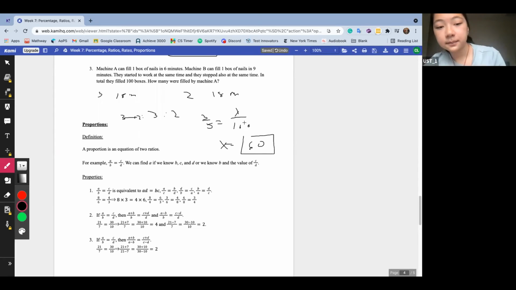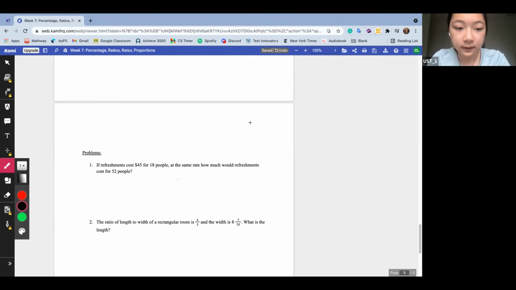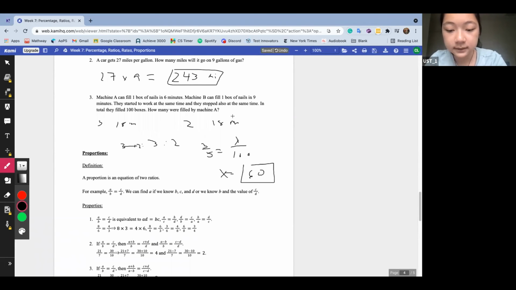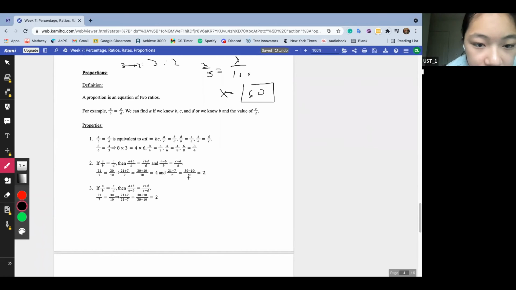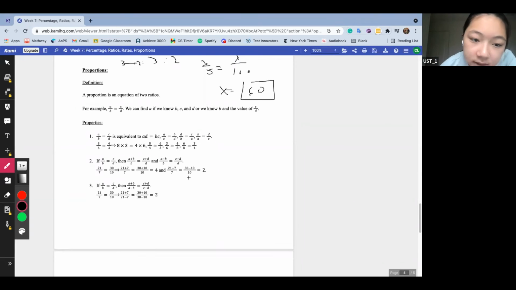Okay, so the last part is going to be proportions, and proportions are pretty helpful for ratio and rate problems. A proportion is an equation of 2 ratios. So for example, A over B equals C over D. You can find the value of A if you know what the other 3 are, or if you know what B is and the value of C over D. So here are some properties.